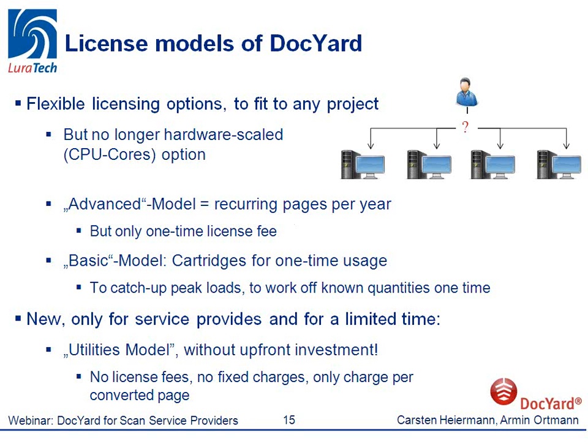What makes perfect sense, although, is our advanced model, as we also call it in PDF compressor, which gives you for a one-time license fee a recurring pages-per-year license model, basically. So your 10 million, 50 million, whatever pages per year you normally produce on average, that's the license you can go for with DocYard 2.